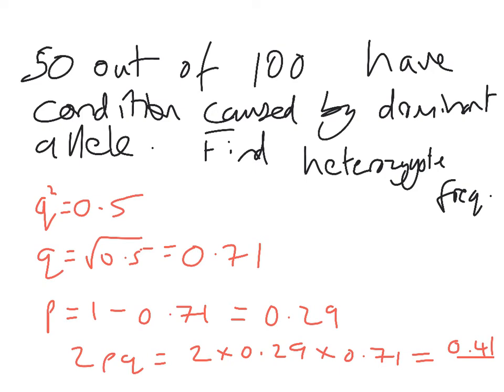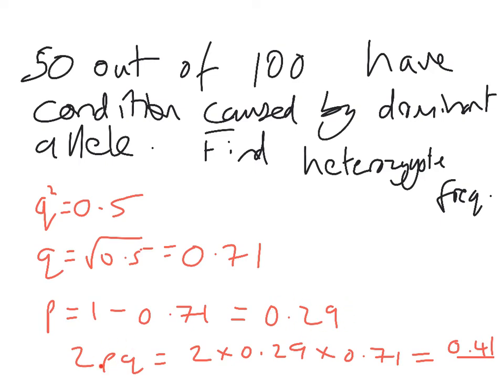So 50 out of 100 have the condition, 50 out of 100 don't. So 50 out of 100 must be homozygous recessive. So that's q squared. So q squared is 0.5. First thing you usually have to do. Then you square root it. So that gives us 0.71. Now you can work out p. 1 minus 0.71 gives us 0.29 for p.